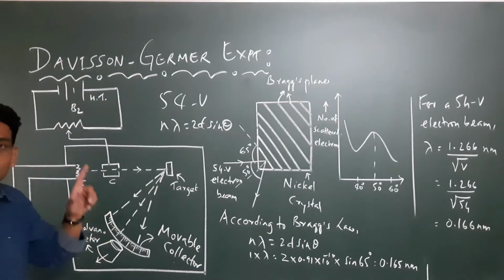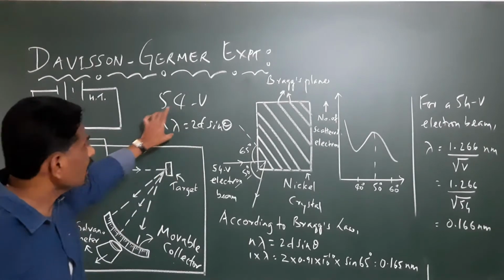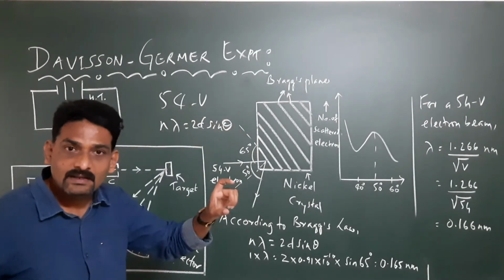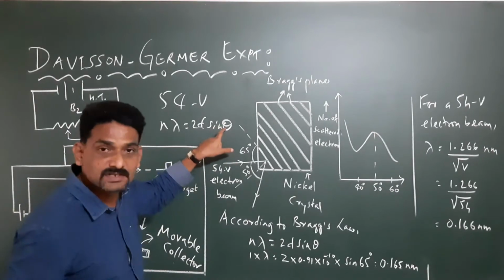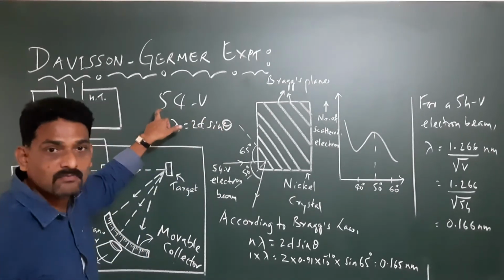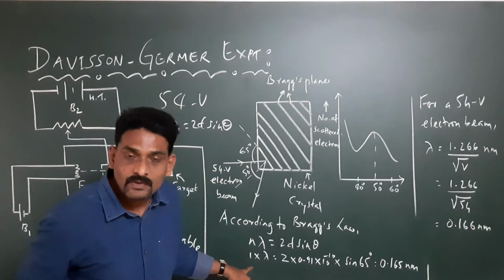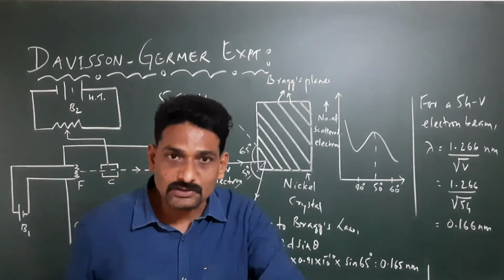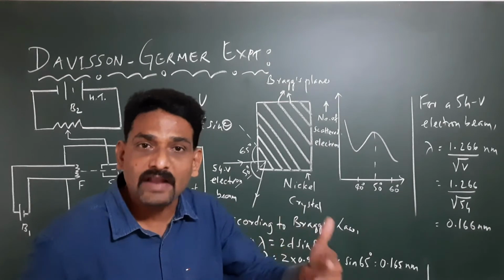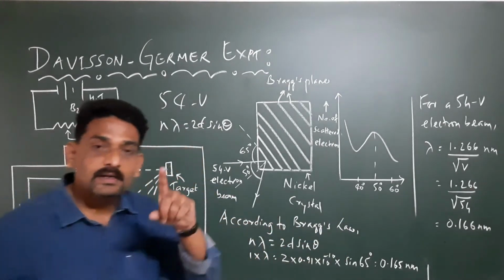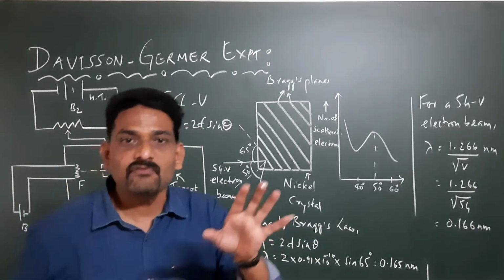Why? Because the condition n lambda equals 2d sin theta is met at this particular angle of 65 degrees for an electron beam of 54 volt. We calculated the value of lambda by applying Bragg's equation, that is, by applying Bragg's diffraction. Remember, diffraction is a wave phenomenon.